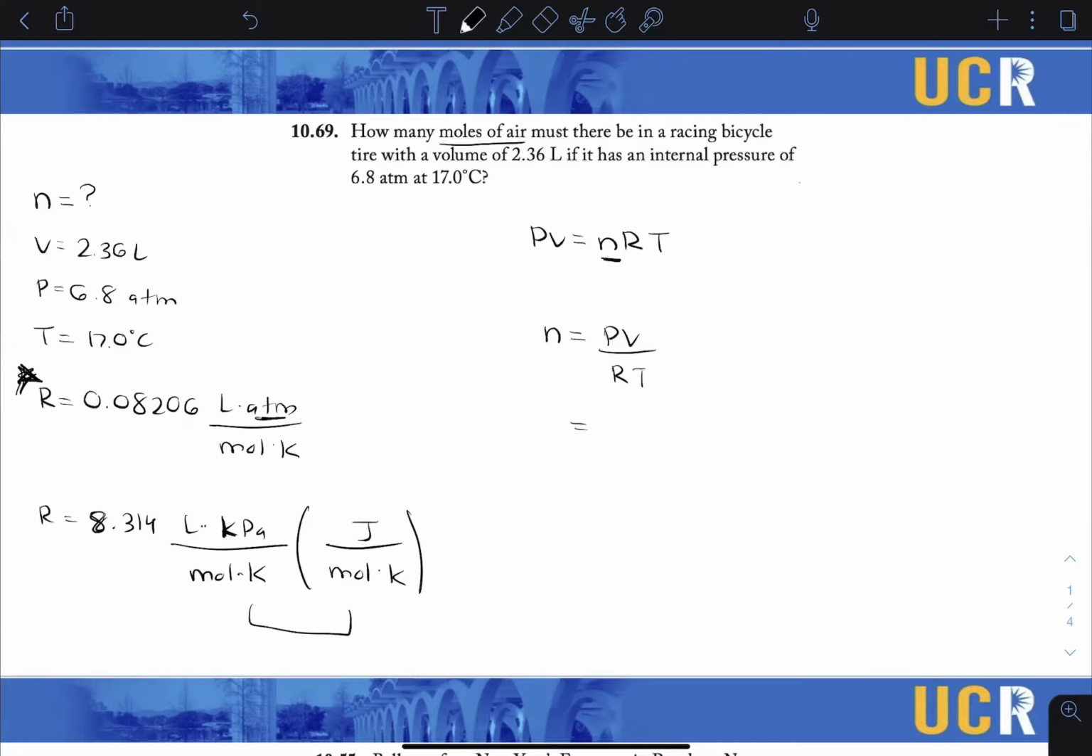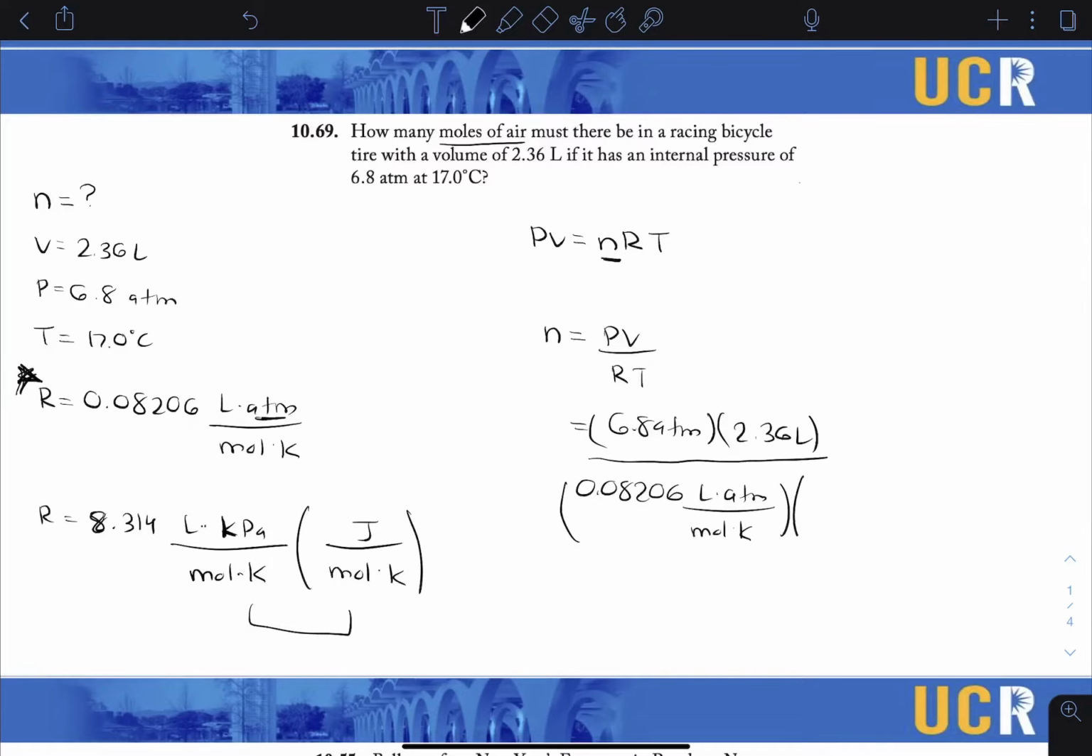So if we plug in all the values, we get 6.8 ATM. Volume is 2.36 liters. 0.08206 liters times ATM over moles times Kelvin. And then last is temperature. But as you guys might have noticed, the R has a unit of Kelvin, but the problem gave us a unit of Celsius. So we need to convert between them to get Kelvin.